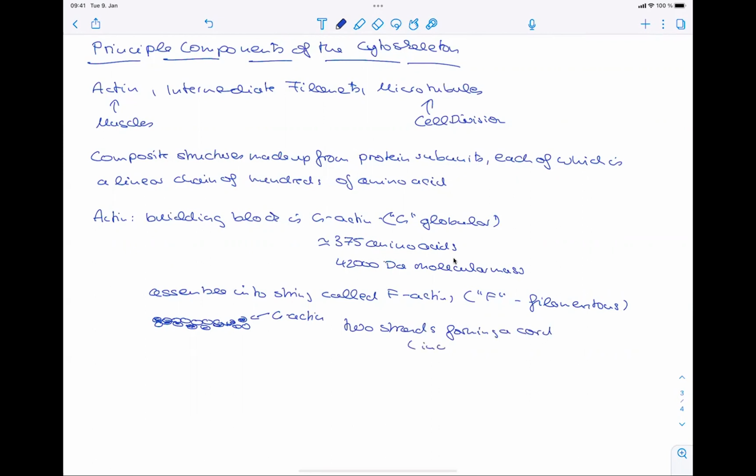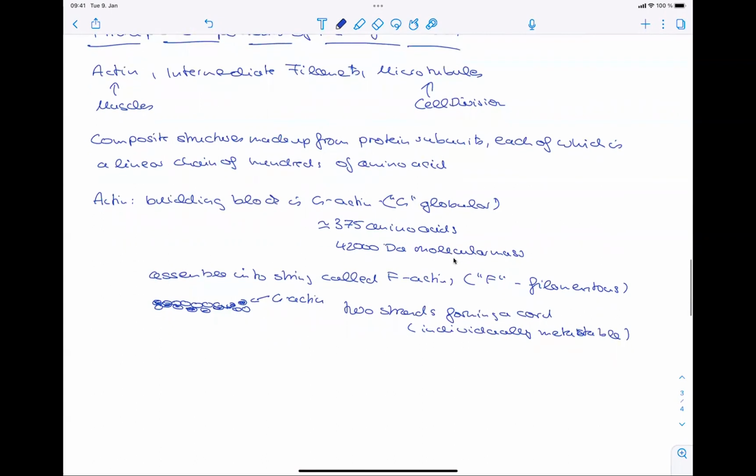But individually, these cords are metastable. So they can, something that we won't go into, but what is cool about the cytoskeleton is that it can be very dynamic and adapt, which you may also know because you can train your muscles, right? You can change these fibers, obviously.